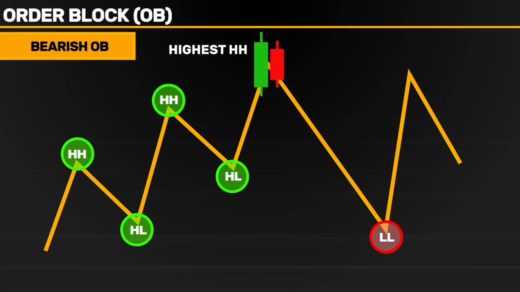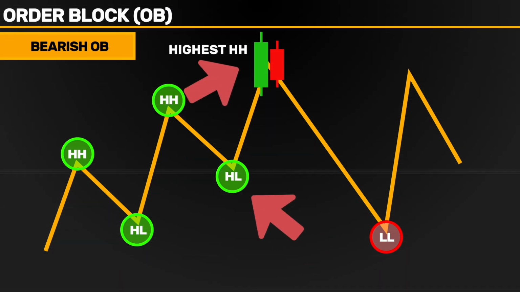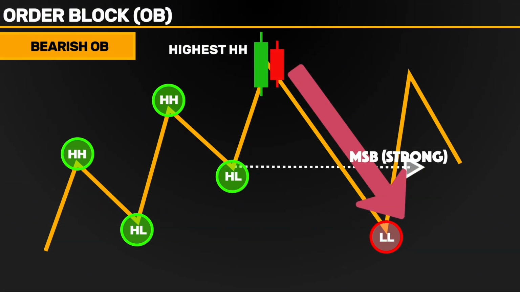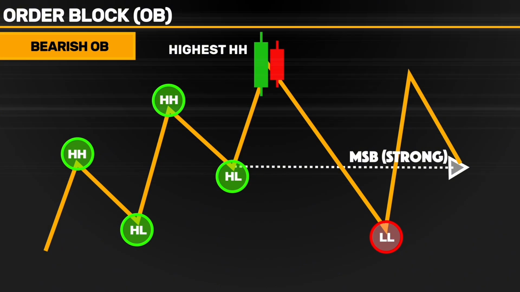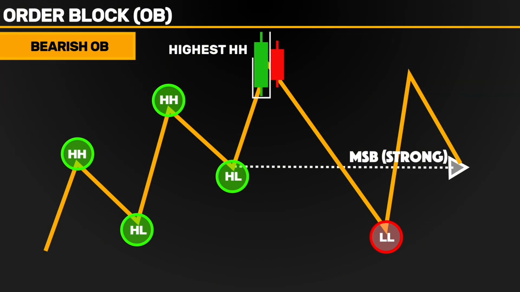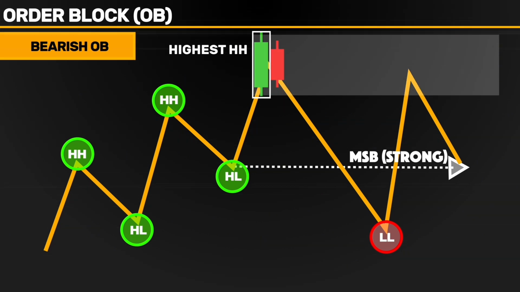Alright, let's look at the bearish order block. Firstly, identify the highest higher high. Secondly, identify the higher low that created this higher high. Thirdly, identify the price swing that broke this higher low and caused a market structure break. Finally, spot the last green candlestick that started this swing. In this example, it's this green candlestick right here. This will be our order block, and this will be our supply area.